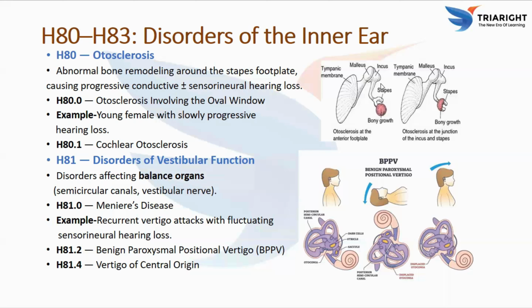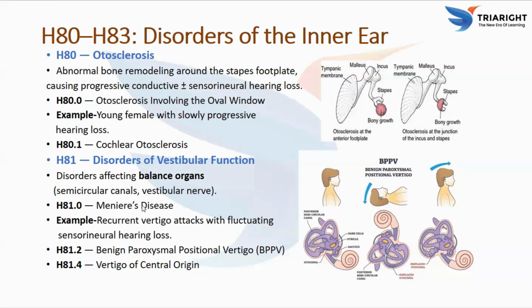So here there is a picture showing you the stapes, incus and malleus anatomy. So this diagram shows the normal ossicular chain, the areas of bony overgrowth in the otosclerosis. At stapes footplate it is most common, and you can also see the junction of incus and stapes. So this explains why the stapes becomes immobile, which leads to the conductive deafness.